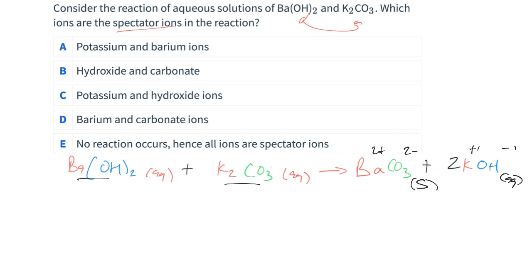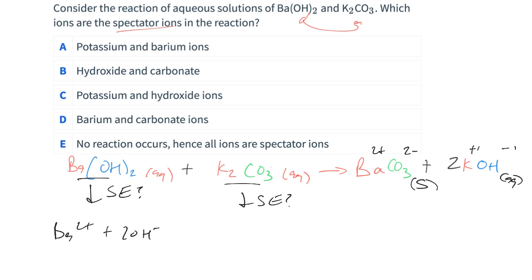Then the question for identifying the spectator ions is thinking about how these reactions really occur. Barium hydroxide is really not Ba(OH)2 in the solution. It doesn't really have a barium and two hydroxides floating around. Think about how it really exists in solution: it's a strong electrolyte, so it completely ionizes to a barium cation and two hydroxide ions, floating around in solution. K2CO3 is also a strong electrolyte, and strong electrolytes completely dissociate.